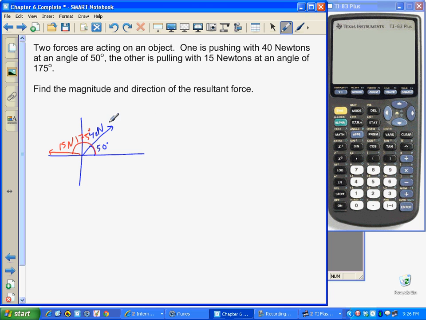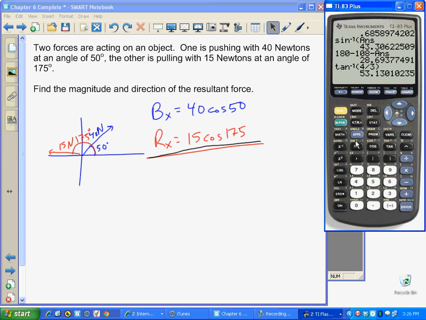So I want to know the x component of each one. The x component of the blue would be the radius, which is the magnitude, 40, times the cosine of my angle. And I want to know the x component of the red, which would be 15 cosine 175. I'm going to add these together to get the total x component of the resultant force.